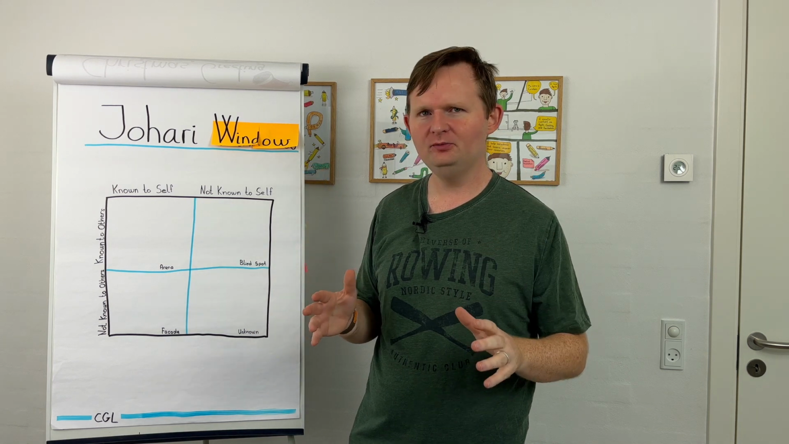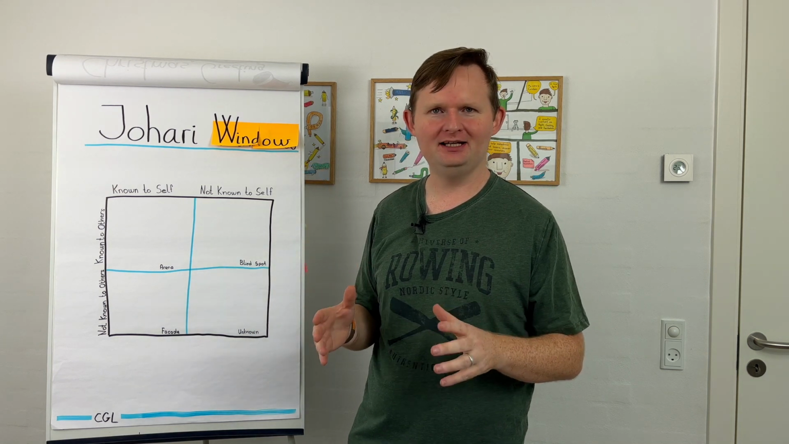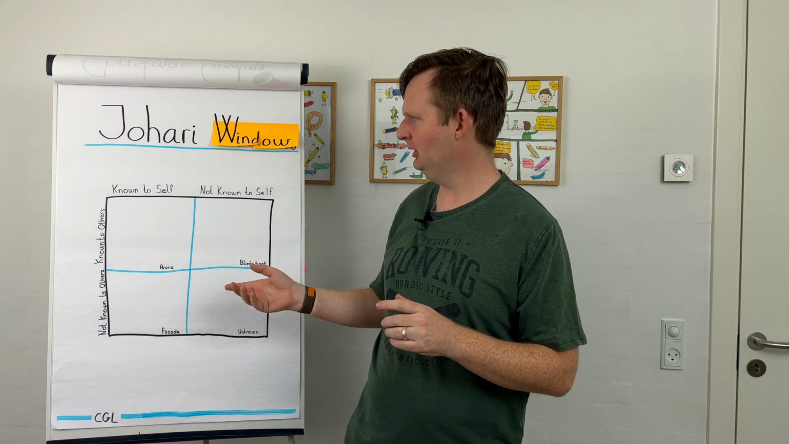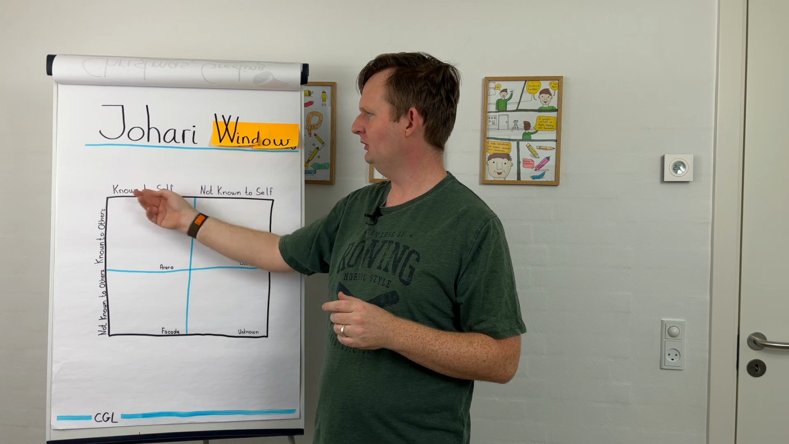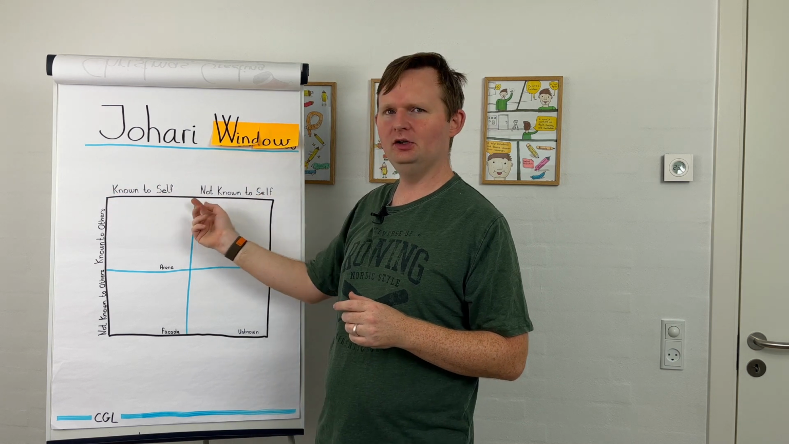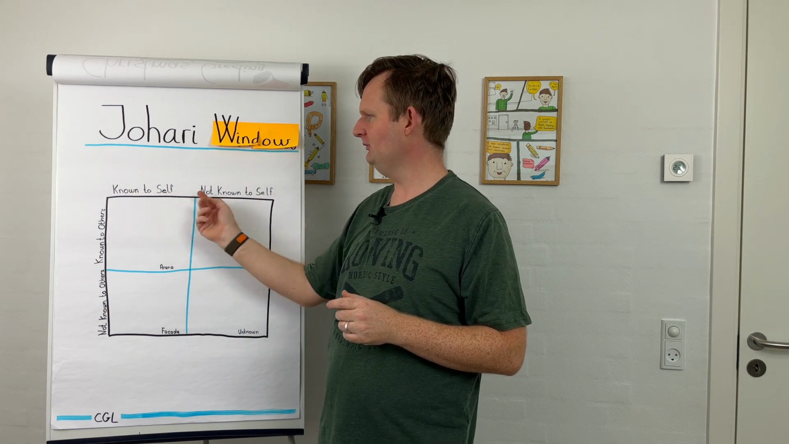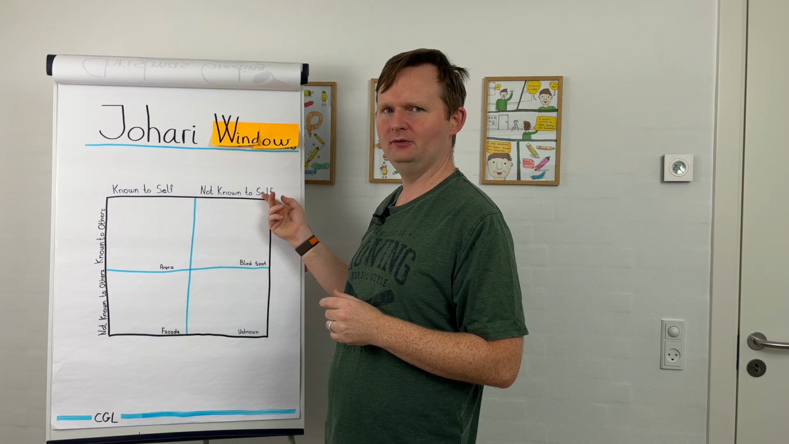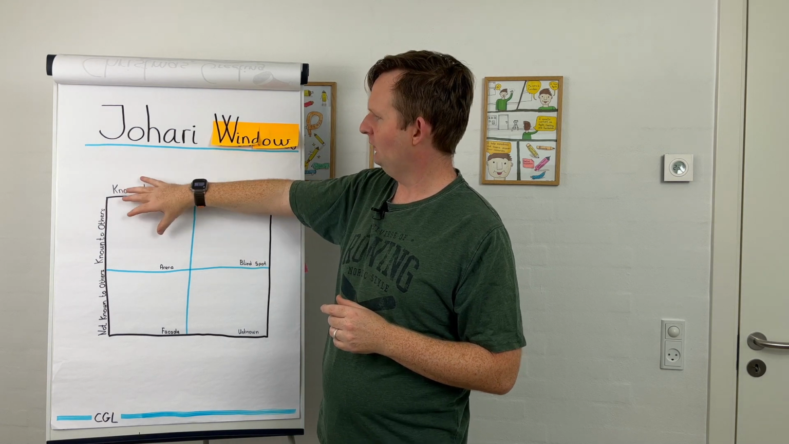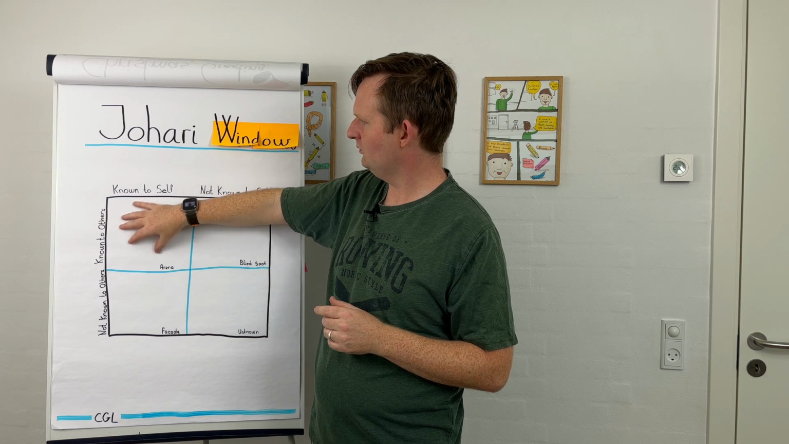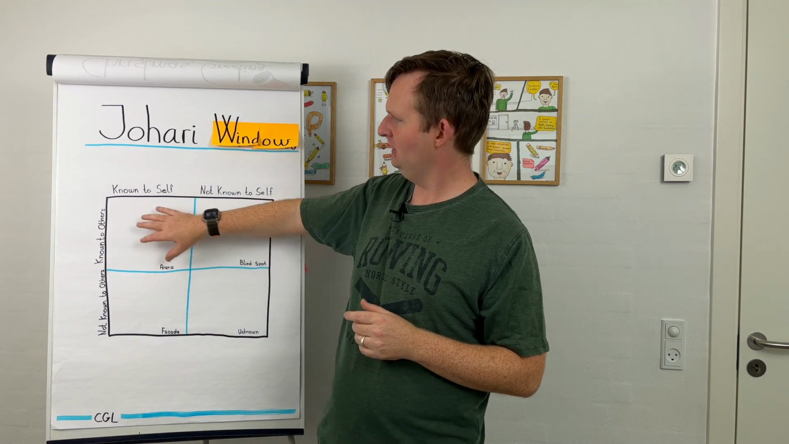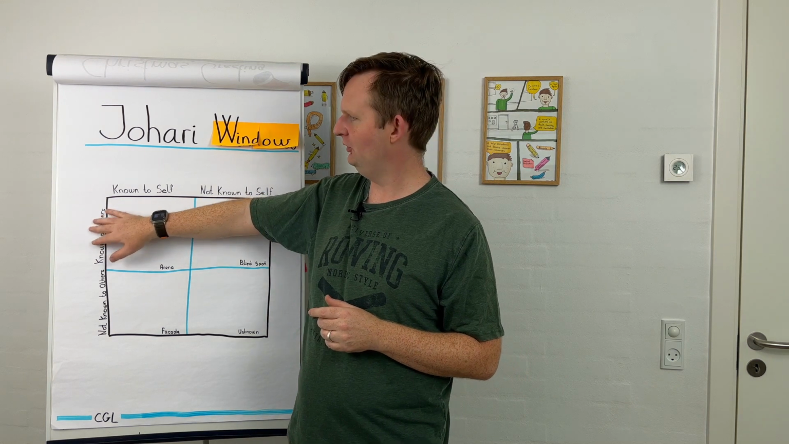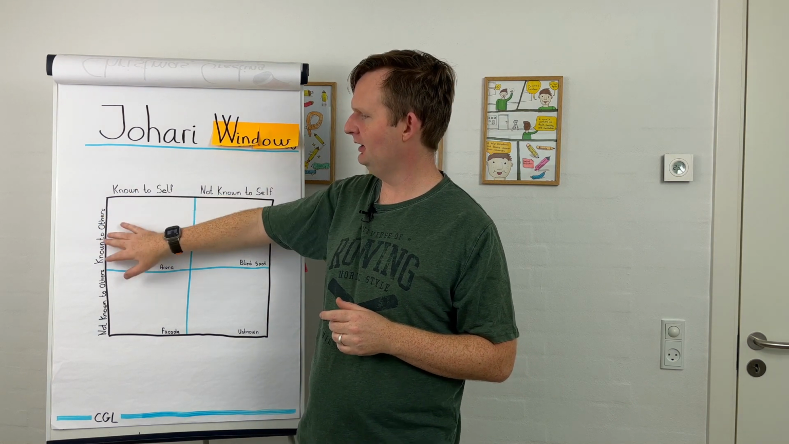The Johari window in itself is a pretty nice, simple model where we have two axes and four quadrants. We have known to self and not known to self. So this is stuff I know about myself, and this is stuff I don't know about myself. This up here is what is known to others. So I know it and others know it.